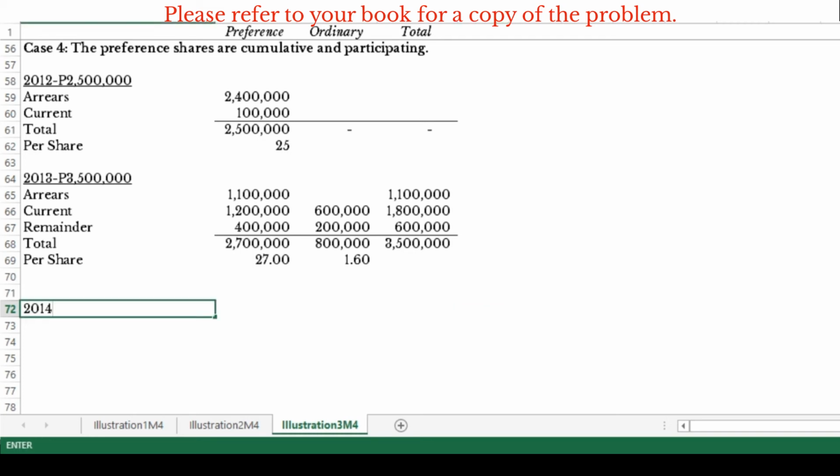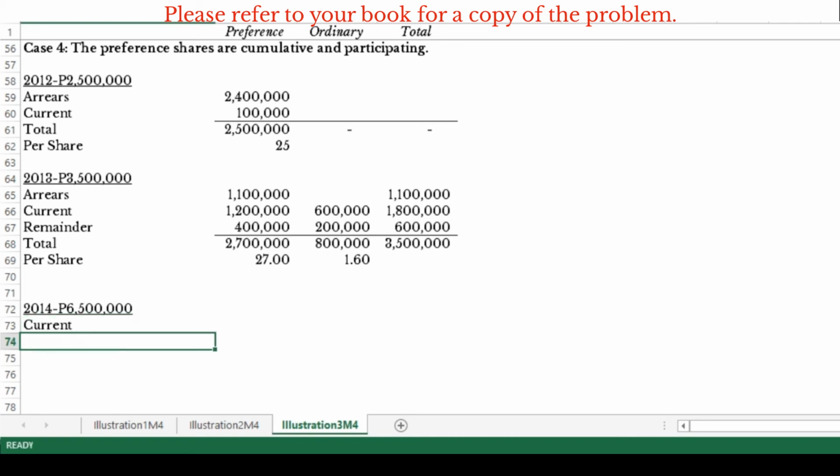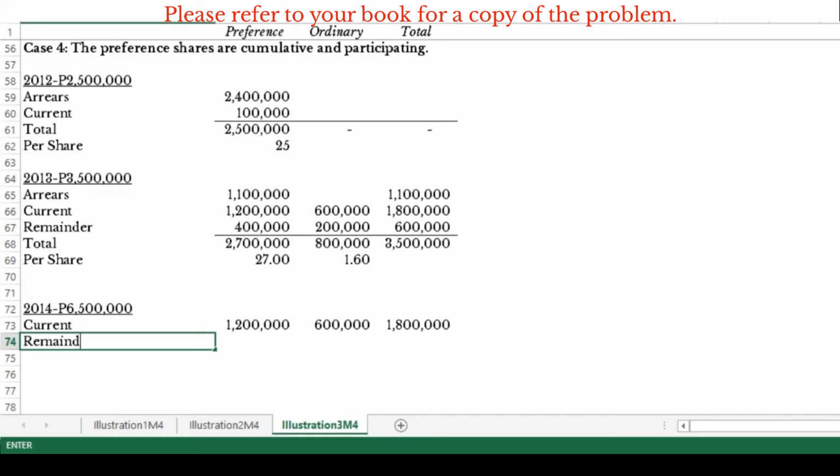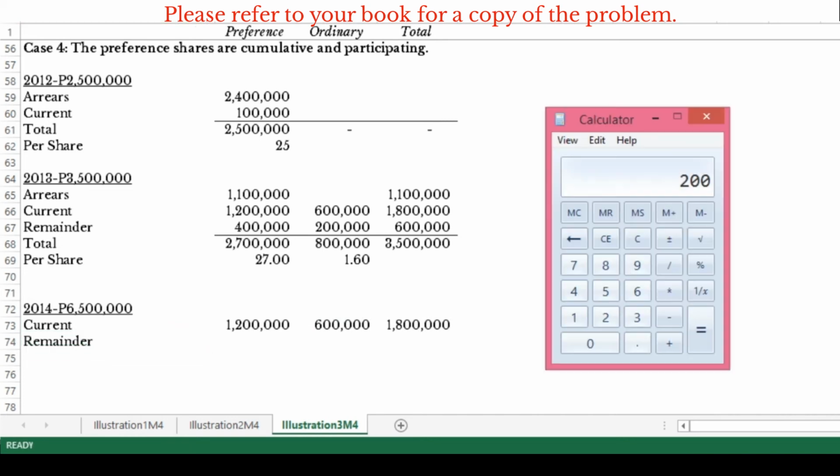Next, 2014, we have 6.5 million declaration. Okay, so we start with the current year na kasi wala na tayong arrears. Nabayaran na natin yung for 2012 and 2013 na arrears. So, for the current year, again, bigyan mo silang 1.2, sa kanya 600. After that, yung remainder, allocate na ulit natin. So, magkano yung remainder this time? We have 6.5 minus 1.8.